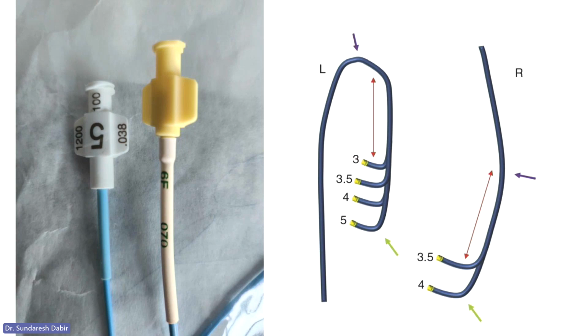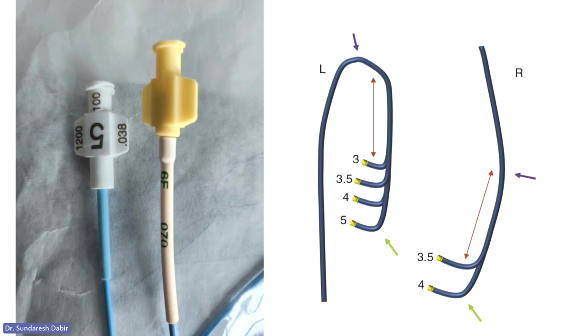Okay. So this number represents the French gauge. This is the maximum wire it can accommodate. This is the maximum pressure in PSI. If you connect this to a power injector, this is the maximum PSI it can take, and this is the length. Okay. So same size diagnostic and same size guide, the only difference is that the internal lumen will be more. So if you take a 6 French diagnostic and a 6 French guide, the guide's internal lumen will be more than the 6 French diagnostic.